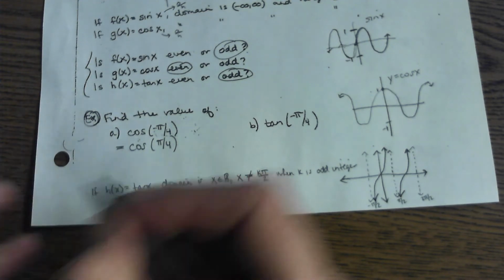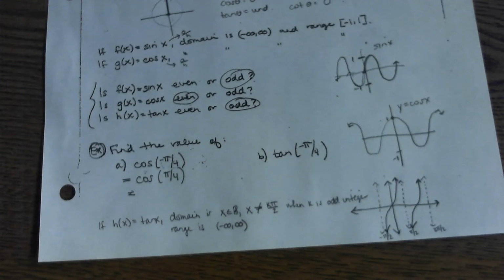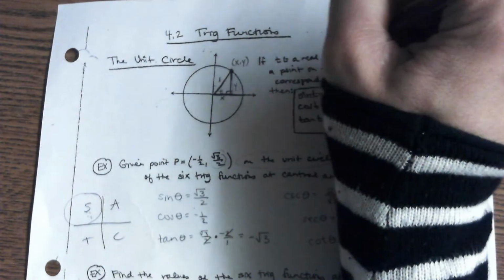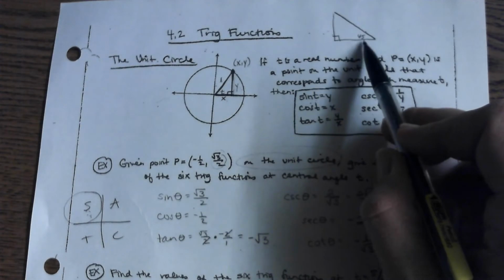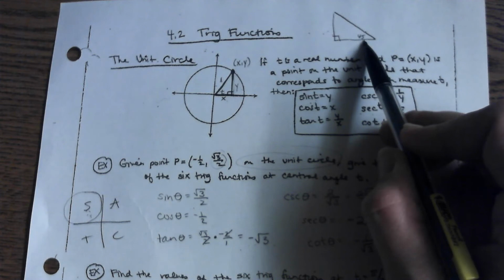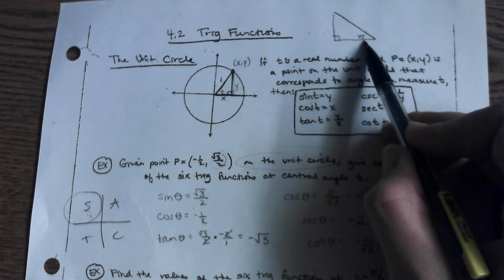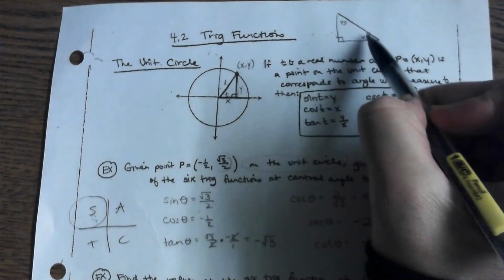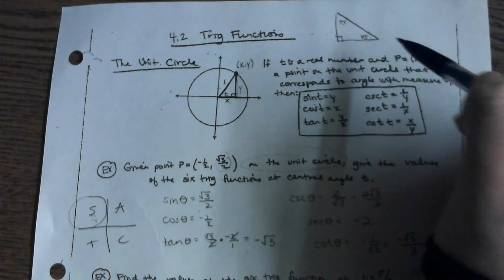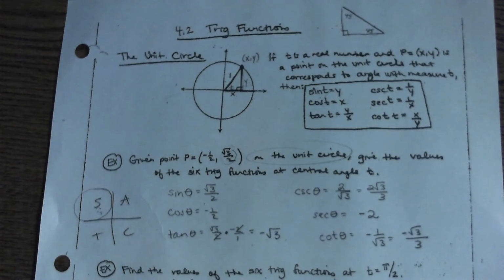And that value, anybody remember what the cosine of 45 degrees was? Because if there's a 45-degree angle in a right triangle, what kind of right triangle is it? If there's a 45-degree angle in a right triangle, what kind of triangle is it? What'd you say? Not equilateral. Close. Equilateral is 60, 60, 60. Isosceles.